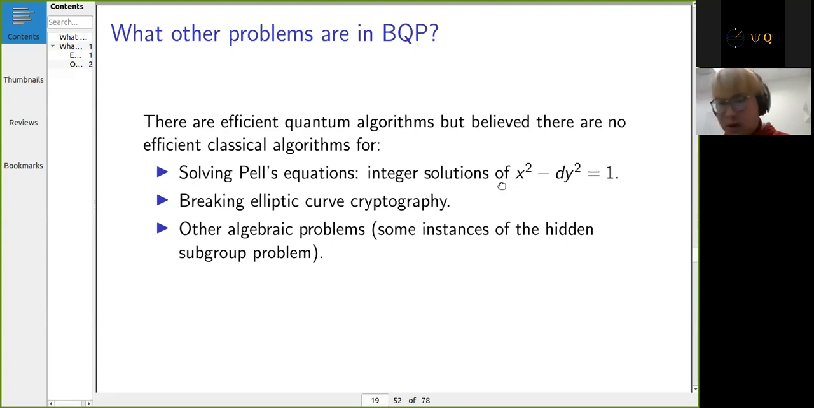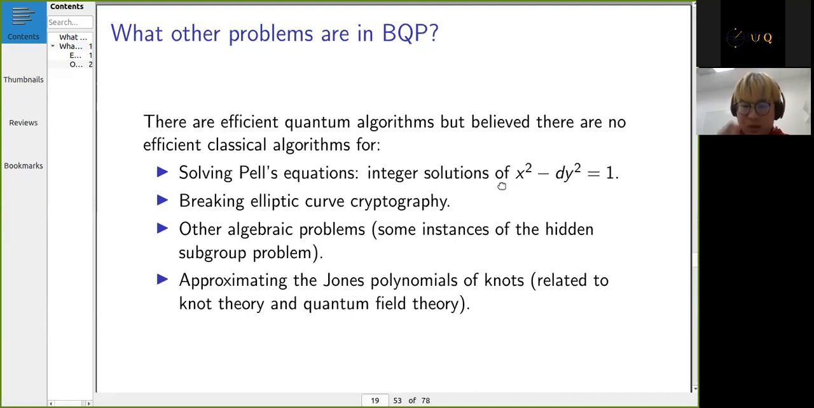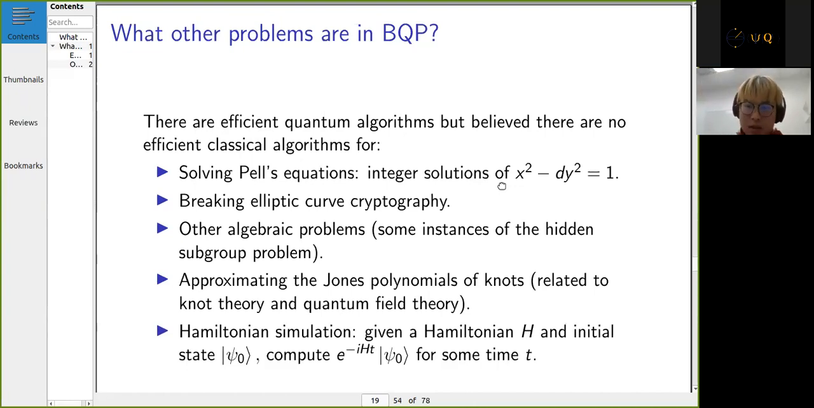Other examples that are maybe a bit more unusual are approximating the polynomial called the Jones polynomial. This has applications in other areas of mathematics, such as knot theory, and also is studied in quantum field theory. And there is also naturally the problem of Hamiltonian simulation, which is maybe something that more physicists or engineers care about, where given some Hamiltonian H and some initial state psi of 0, we'd like to compute the solution to the Schrodinger equation given by e to the power of minus iHt applied to this initial state. All of these problems have efficient quantum algorithms.